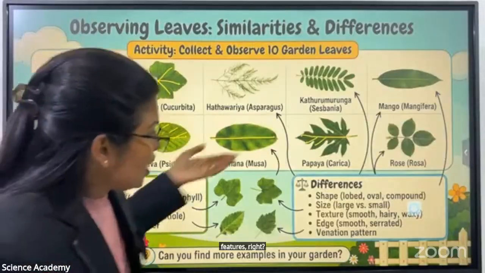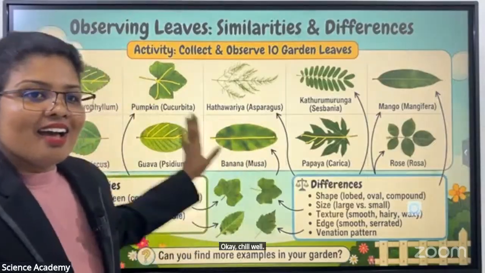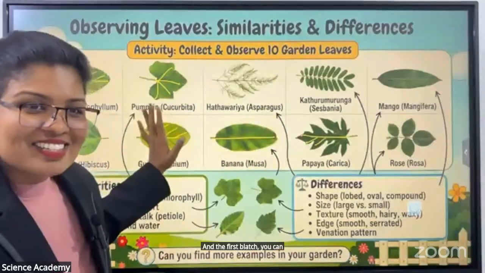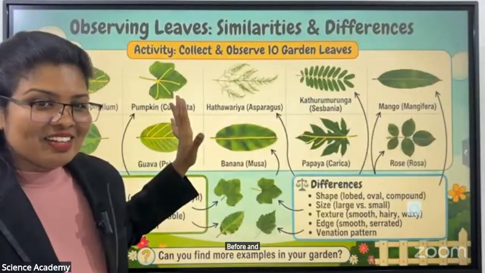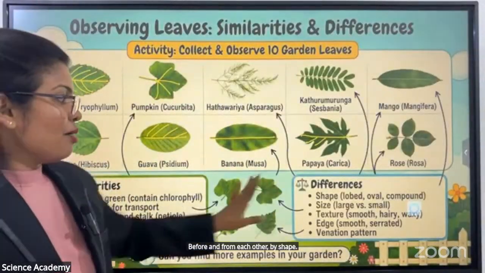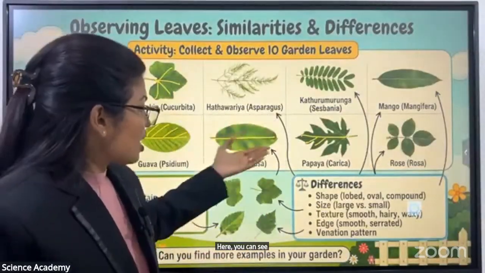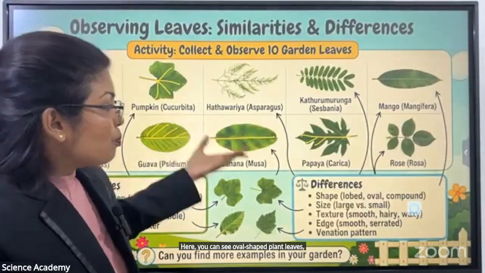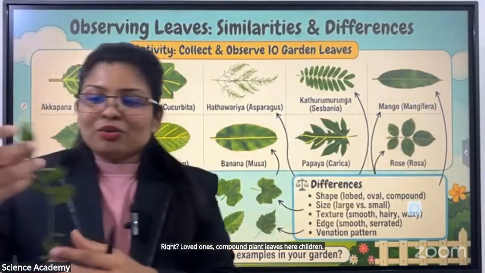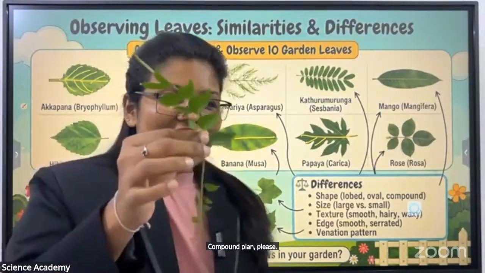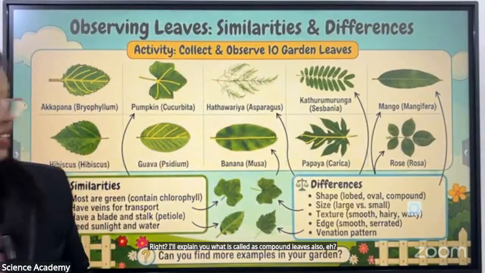Now we will turn to the differences. Children, at first glance, you can understand these plant leaves are different from each other by shape. Here you can see oval shaped plant leaves, lobed ones, and compound plant leaves. Here children, compound plant leaves. I'll explain what compound leaves are also.